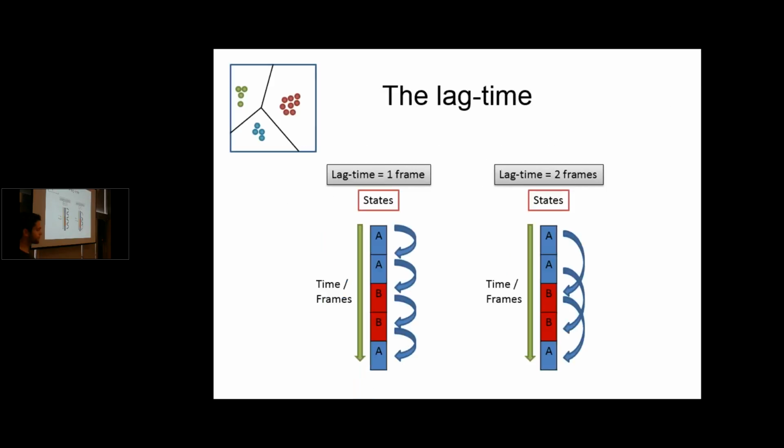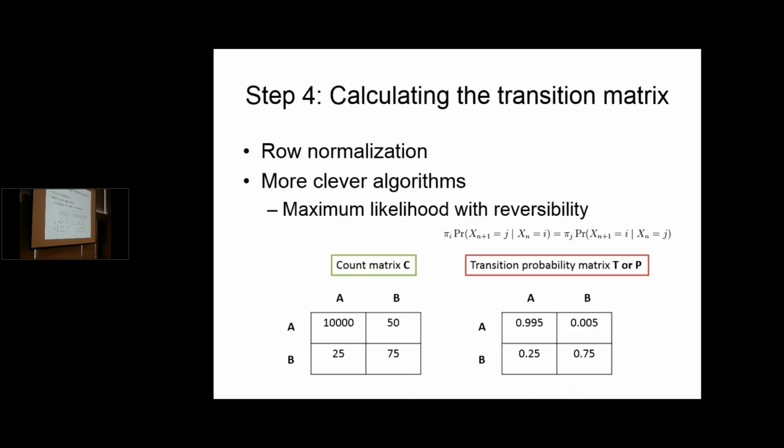And as I mentioned, you can do this counting with different lag times. Depending on what lag time you choose, you get a different count matrix. If we choose a lag time of 1, then you count the transitions of each frame to the next frame. If you choose a lag time of 2, then you count the transition from each frame to the 2 frames afterwards. So from A to B in this case, from A to B again, and from A to A. I'm going to talk later about what the effects of this lag time are.